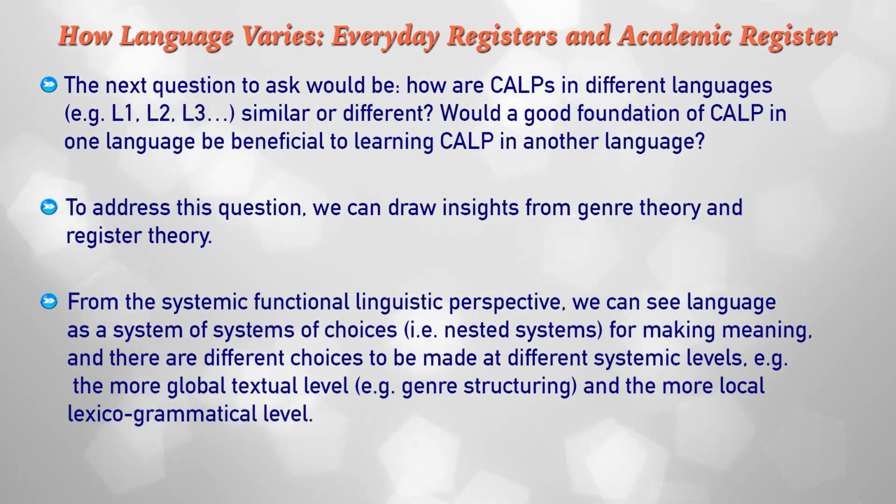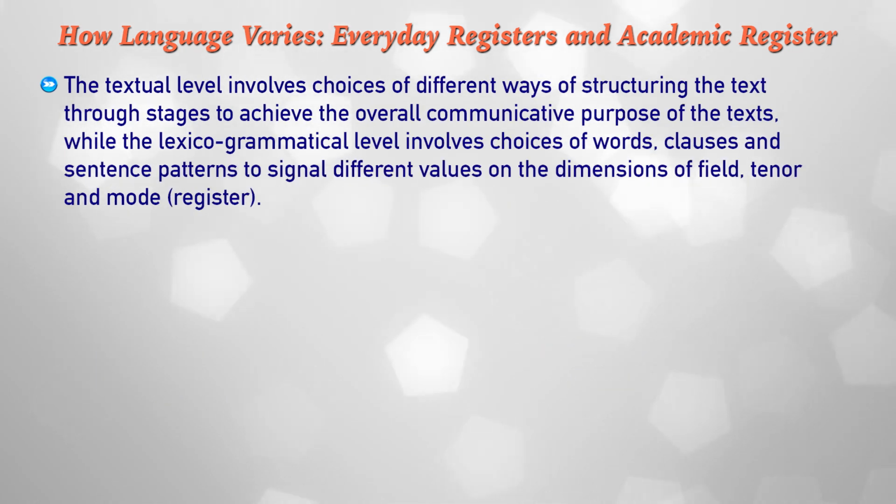The more global textual level, genre structuring, and the more local lexicogrammatical level. The textual level involves choices of different ways of structuring the text through stages to achieve the overall communicative purpose of the text, while the lexicogrammatical level involves choice of words, clauses, and sentence patterns to signal different values on the dimensions of field, tenor, and mode, that is, register.